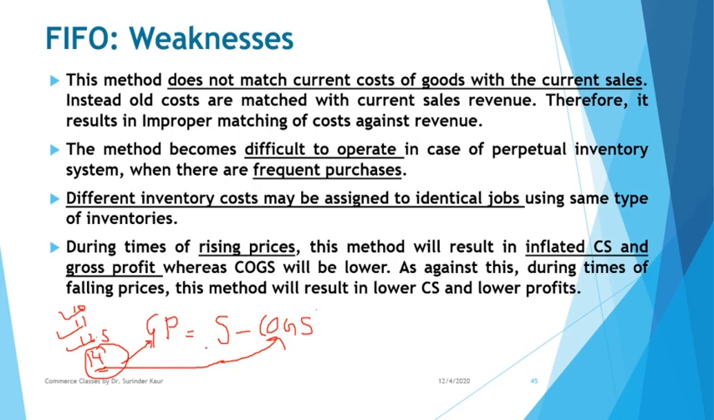And in times of falling prices, just reverse this sequence. If the prices are falling, then the reverse will happen. That is, your closing stock will be lesser, your gross profit will be lesser, and your cost of goods sold will be more. Now you can understand this with this also. This is a very important implication of this system. Sometimes we are just asked a 2 marks question on this effect of FIFO on the profits and closing stock, right?